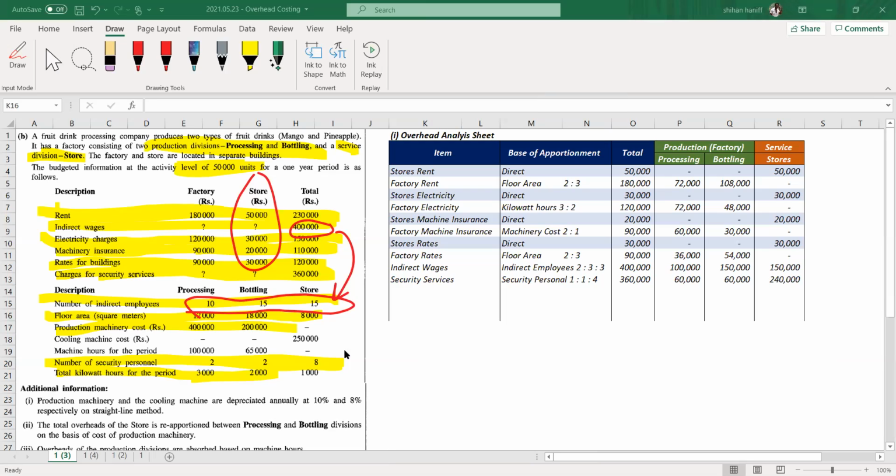Then we also have additional information. The additional information says the production machinery and the cooling machine are depreciated annually at 10% and 8% respectively on straight line method. So we need to do the depreciation now. So let's do the depreciation.